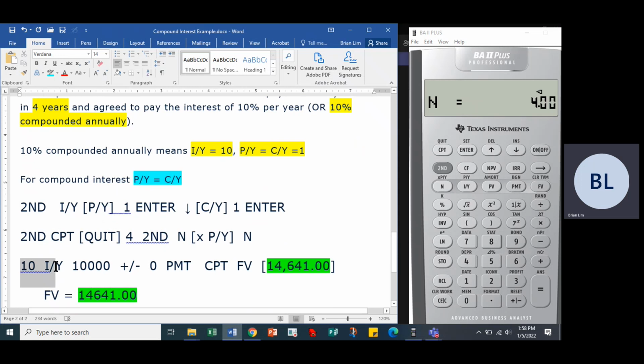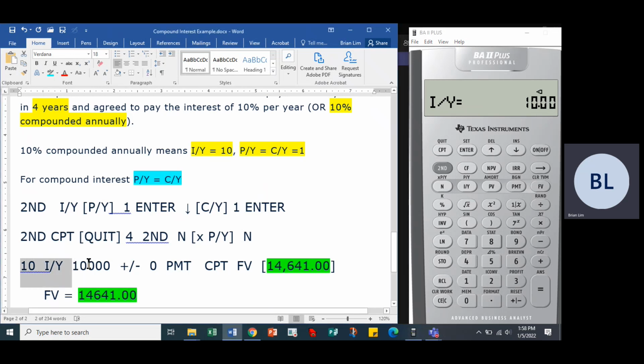Now it's 10% interest. So how do you enter it? Well, we click 10, and then when we click on IY, it is entered. See the equal sign? So the interest is 10%. We don't have to make it a decimal. We use the percentage directly.